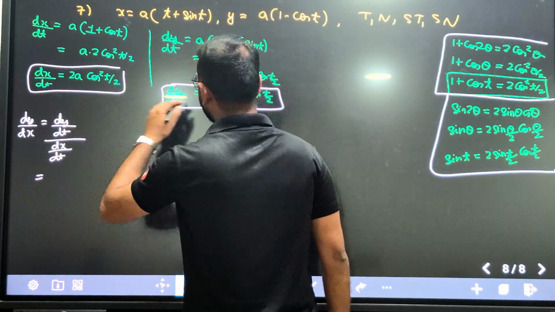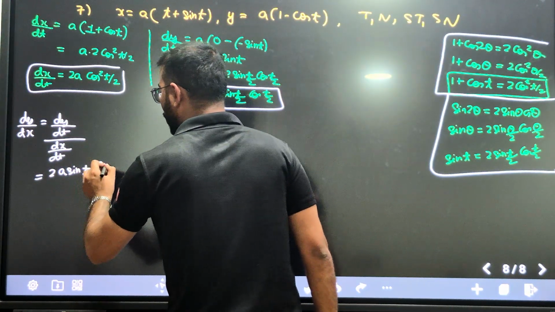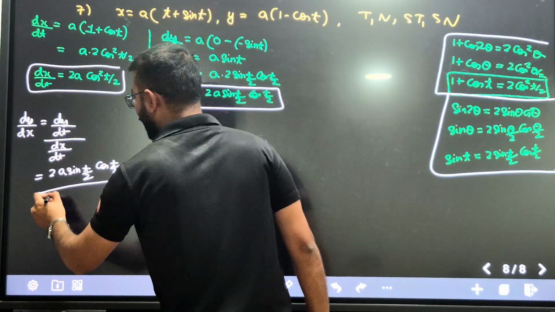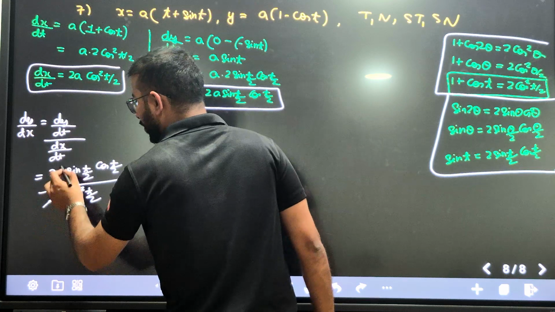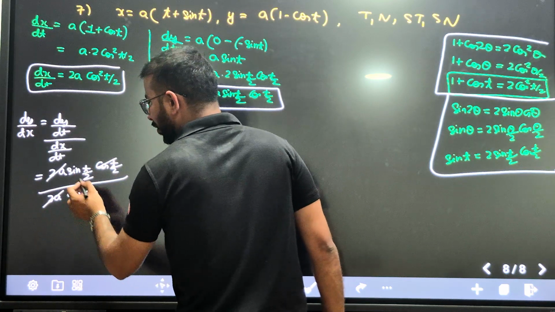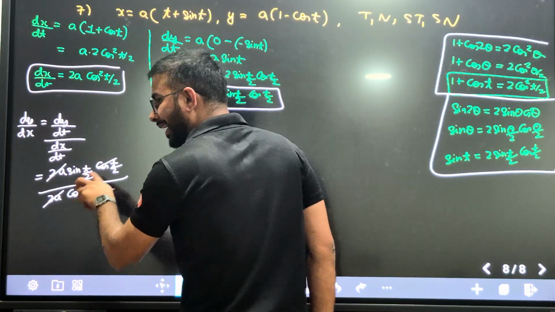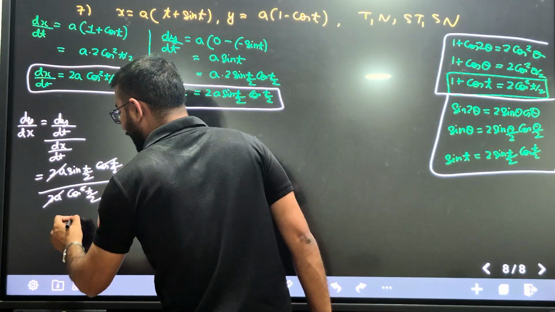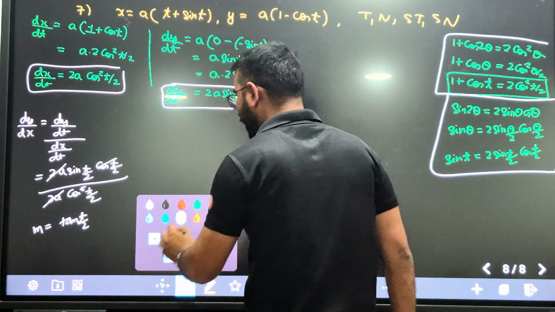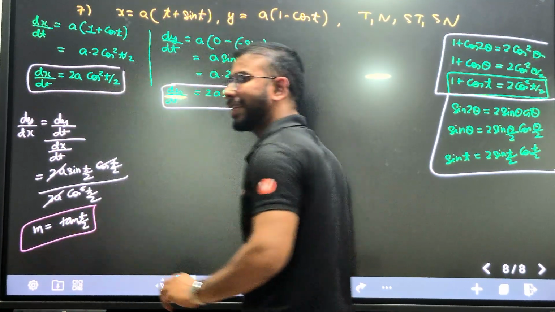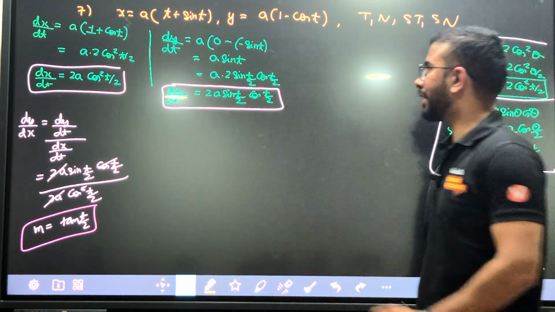Right? So what we have with this is 2a sin t by 2 cos t by 2, whole divided by 2a cos square t by 2. So what will get cancelled guys? 2a, one cos. What is left is sin by cos. What is sin theta by cos theta? Tan. Don't cancel t by 2. So what is left is tan t by 2. So you can remember this as the answer. In the last question, what is the value of m? Tan t. Here it is tan t by 2. That's it. Remember the answer. Here and there, that would be fine.